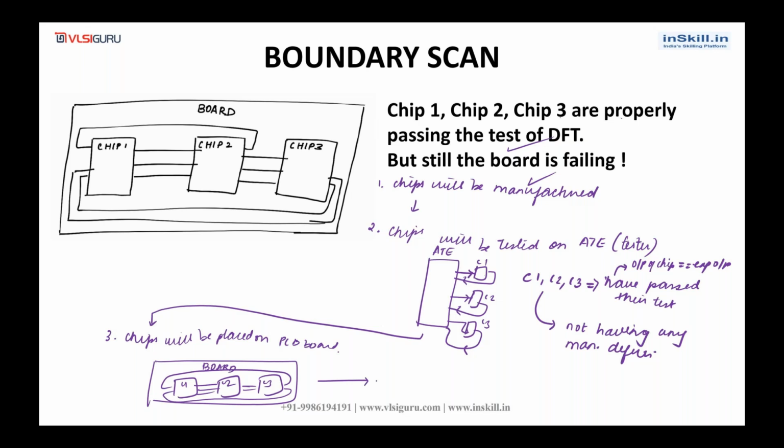Next, the board is tested, and at that time it is failing. So why is the board failing? Chip 1, chip 2, chip 3 do not have any internal manufacturing defects, because they have already passed the test on the ATE. Then why is the board failing? This can be due to manufacturing defects in the interconnection between the two chips.